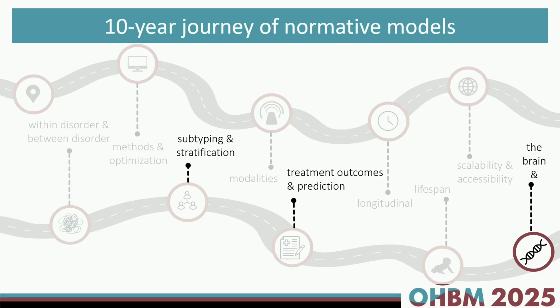Since some of the early studies that really just focused on categorizing this variability, we've seen an expansion of a whole bunch of studies looking at subtyping, stratification, and treatment outcomes and predictions, which we'll see a little bit of today, and then seeing how we can bring in other things, not just about the brain, but these other bits of variability that we see within psychiatric disorders. That's my time.